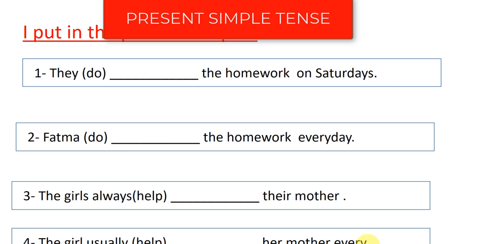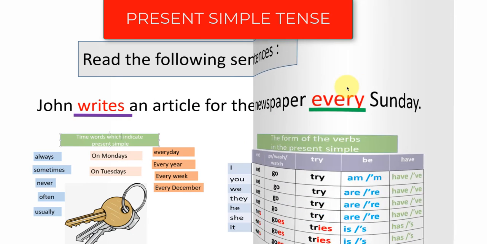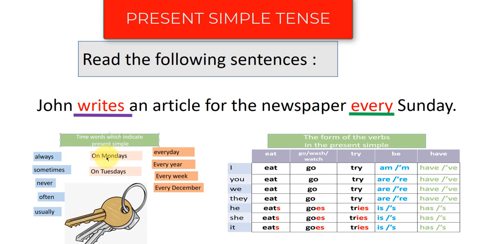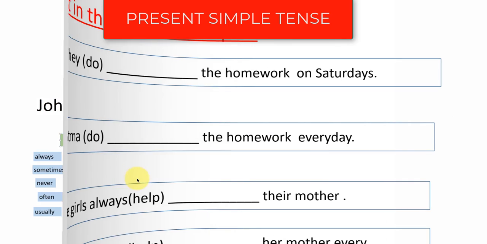Good. So we'll do this together. So they do, they do the homework on Saturday. In which tense will we use do? We'll put do in which tense? Yes, we have to find the time word. This is the time word, on Saturdays. With the time word on Saturdays, which tense do we use? Look here, we go back to our table. Yes, on Mondays, on Tuesdays. Yes, we have also on Saturdays. So if we have on Saturdays, we will use the present simple tense.